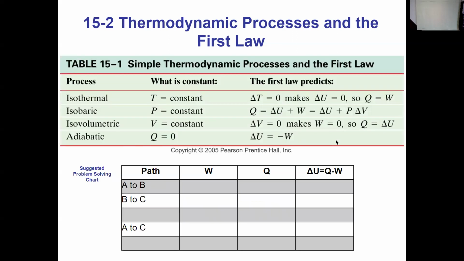So here's some simplifications for the first law. Isothermal means T is constant, which means delta U is 0. So any heat is going to go strictly into work done.